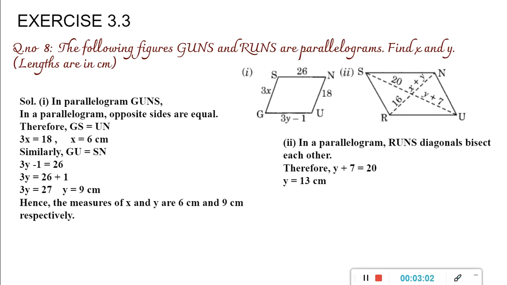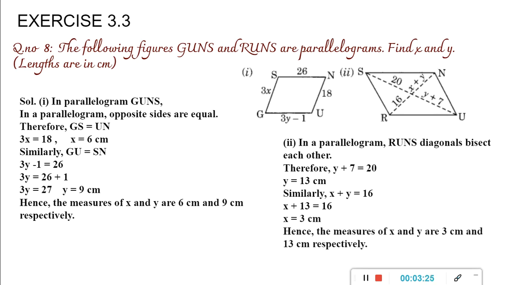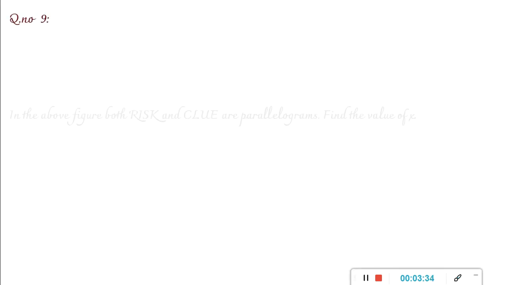Now the next diagonal that is given, RN, 16 is equal to x plus y, isn't it? So we can take x plus y is equal to 16. Here we can put the value of y as 13 centimeters. So x plus 13 is equal to 16. So x is equal to 16 minus 13, which is 3 centimeter. So we got the measures of x and y as 3 centimeter and 13 centimeter respectively. Clear? Now next, question number 9.